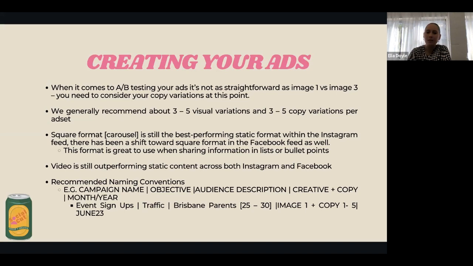Square format in a carousel is still the best performing static format within Instagram and Facebook. It's really useful when you're creating bullet points or text tiles because people tend to swipe through them. The action of swiping is an engagement, so that starts to give the algorithm feedback that this is a really high performing post. And it gives the audience a really easy way to access the text and read it. Again, this is from an accessibility point of view as well. It's really useful because people can read what is on top of the image itself.